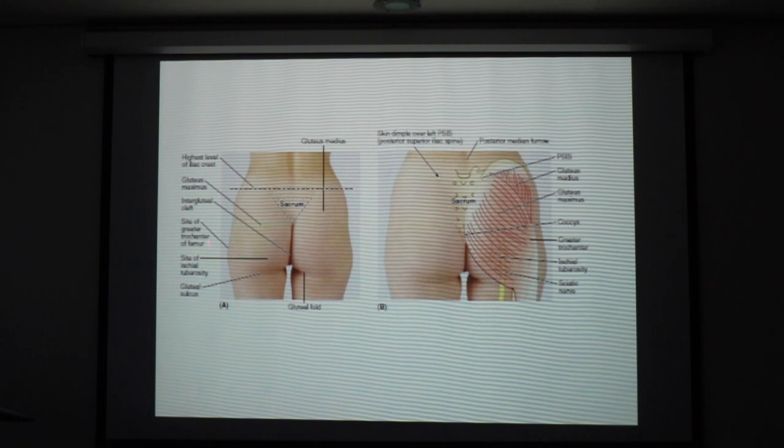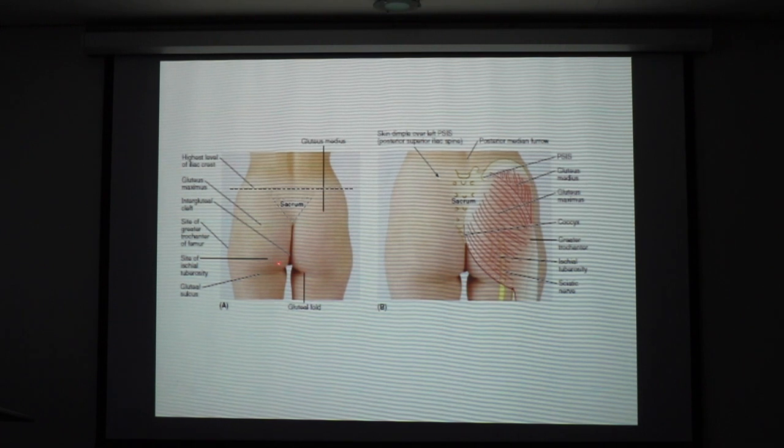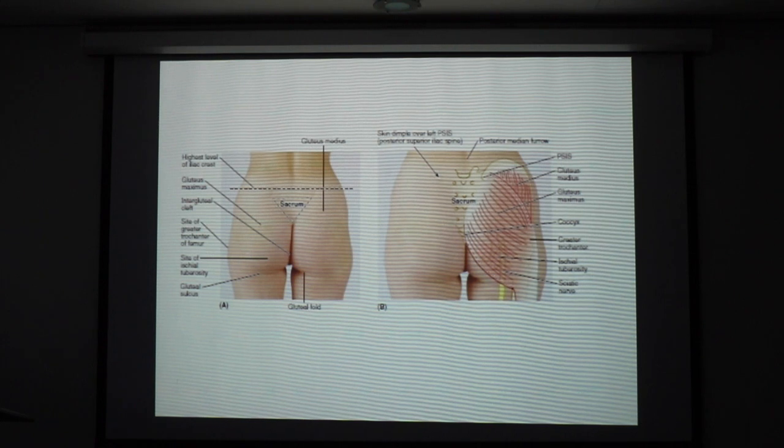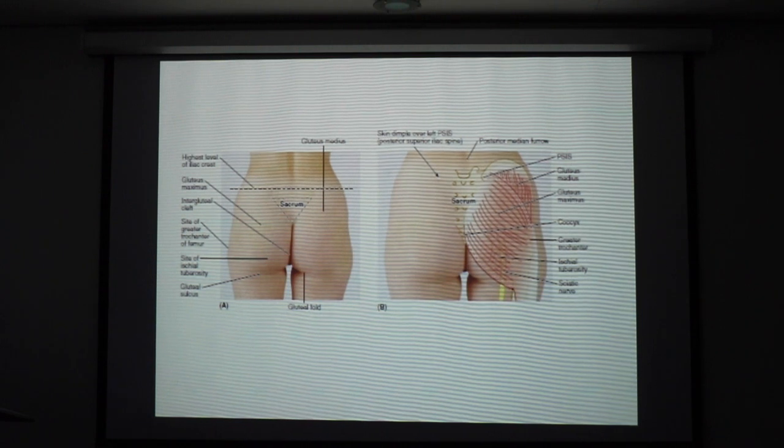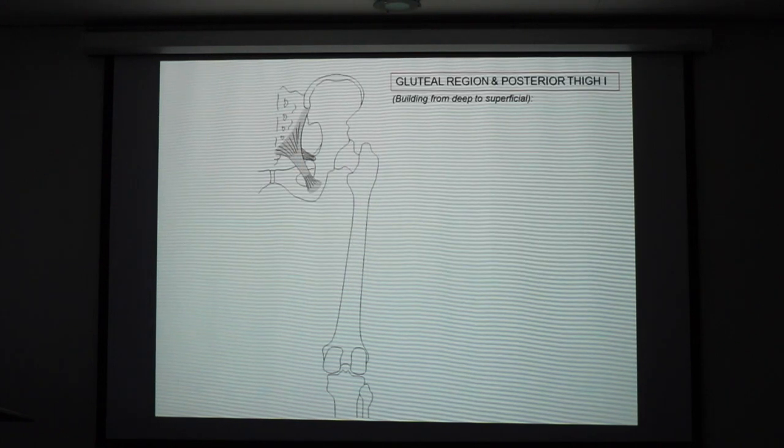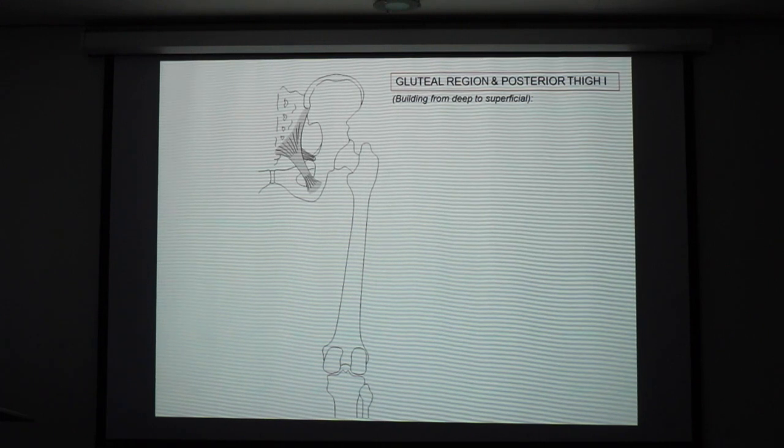If you look at some of the areas, this is the area where your ischial tuberosities are going to be. The gluteus maximus is actually covering the ischial tuberosities. But once you sit down, the gluteus maximus moves up, and the ischial tuberosities are much more exposed; you are actually sitting on the ischial tuberosities. Okay, let's build up the gluteal region here.